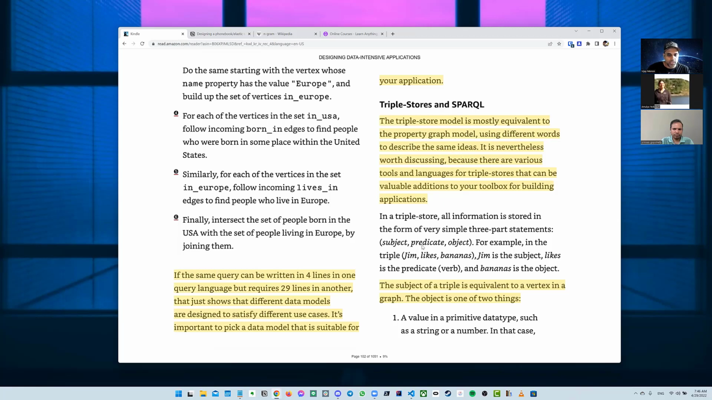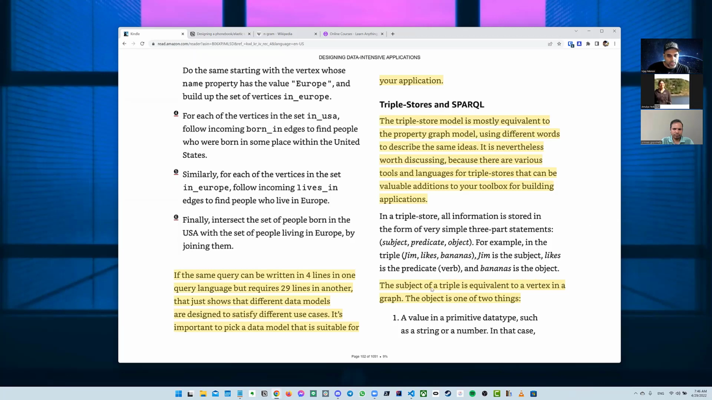So you have subject, predicate, and object. So Jim likes bananas, right? He's the subject. What is he doing? And then what is the object? So Jim likes a banana, right? Predicate is the verb, banana is the object.